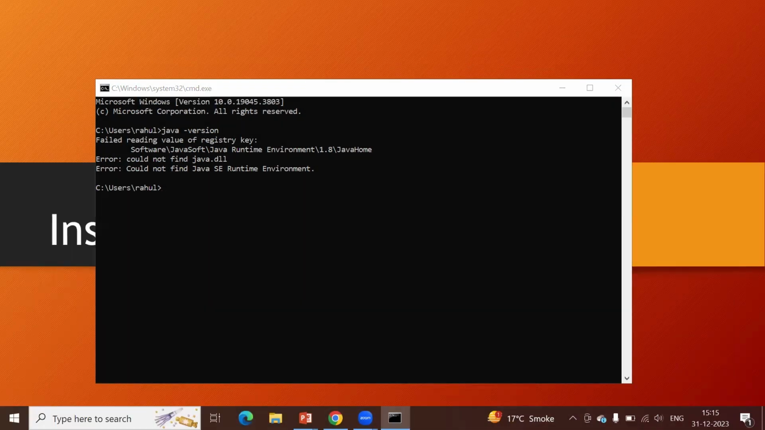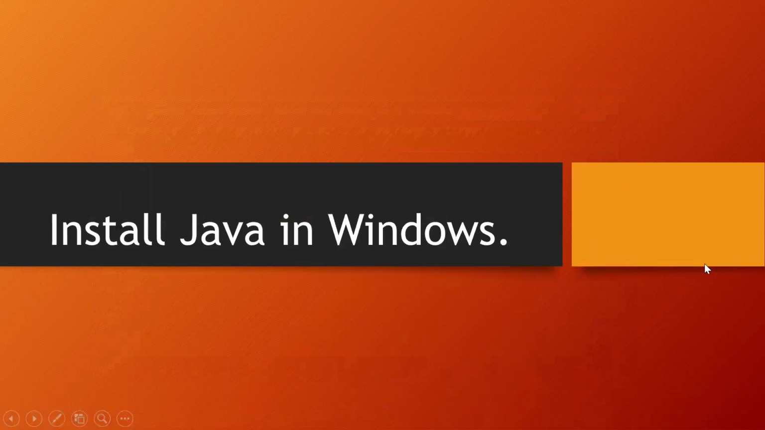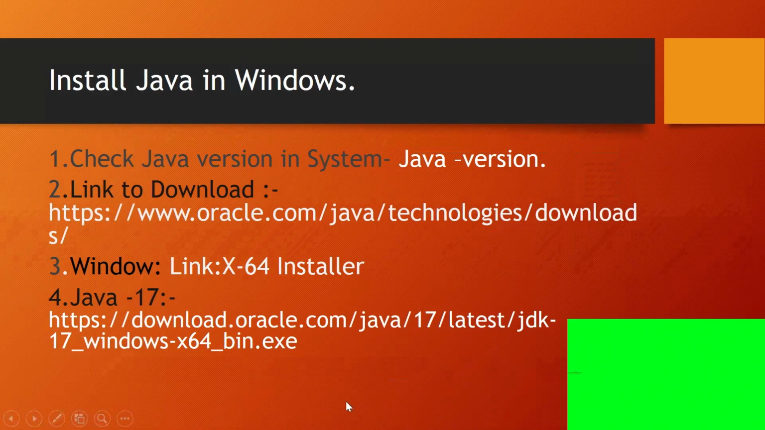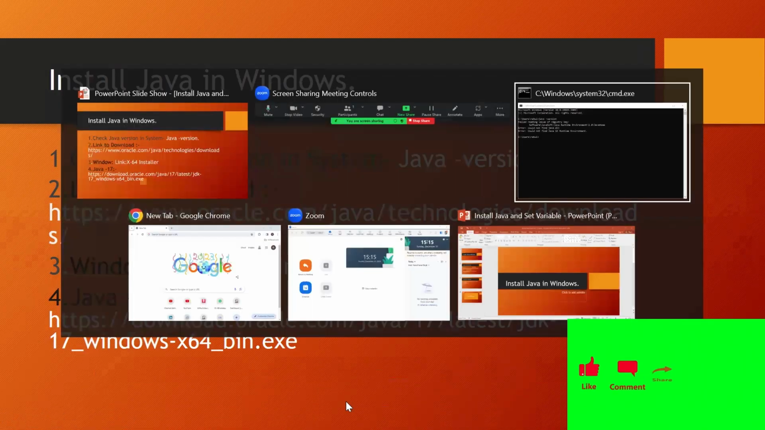So now let's understand how we can install Java on the Windows platform, a Windows operating system based system. We have already checked the Java version, and Java is not installed. That's why the Java version is not showing on the prompt.